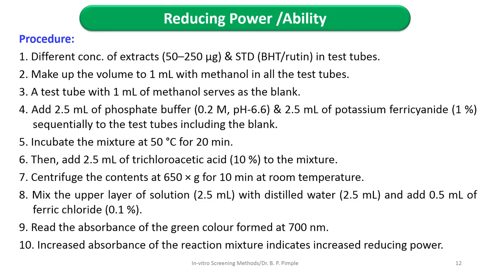Different concentrations of extracts are to be prepared. So suppose in case of the sample, we need to take different concentrations: 50 microgram, 100, 150, 200 and 250. For the standard also, you can prepare a calibration curve with the help of the standard here. Make up the volume to 1 ml with the help of methanol. A test tube with 1 ml of methanol serves as blank, because we know methanol also is able to absorb certain UV radiations.